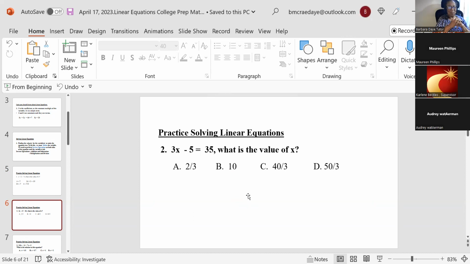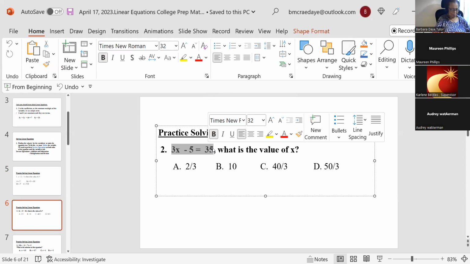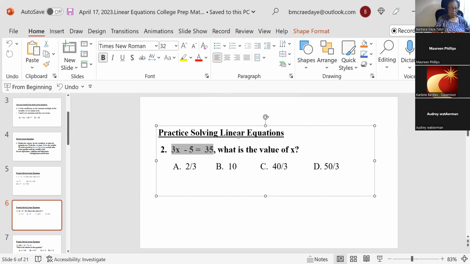Okay. Audrey, what do you do first? What would you do first, Audrey? You've got 3x minus 5 is 35. You add? Add what? You're right, you add, but what do you add? You add the 5 to both sides? That's it. You've got it. Add 5 to both sides.